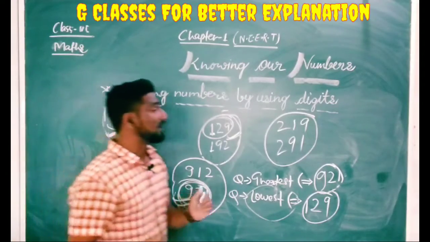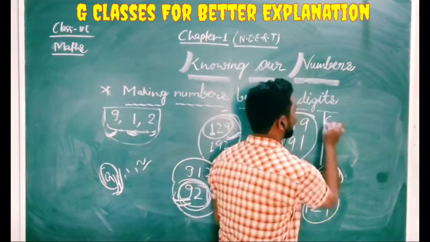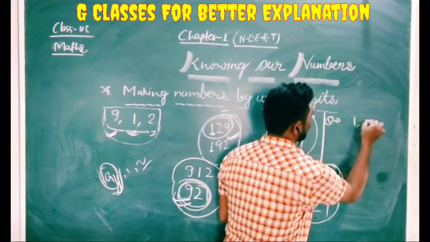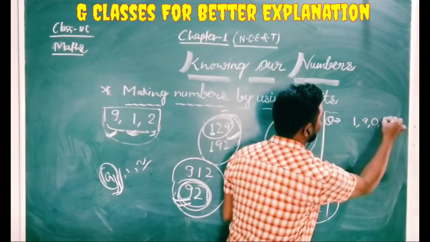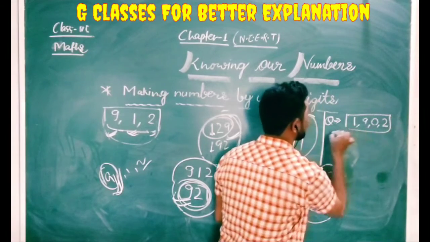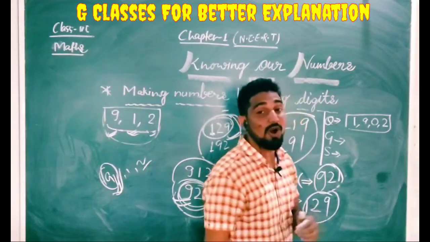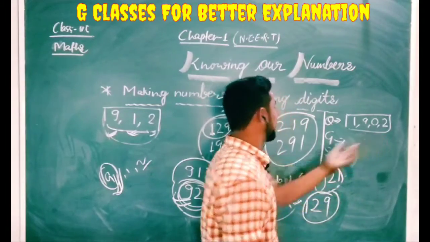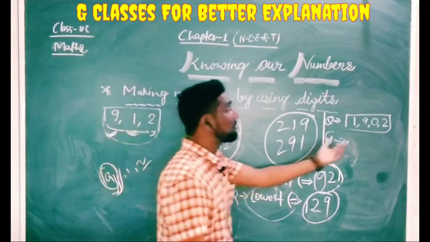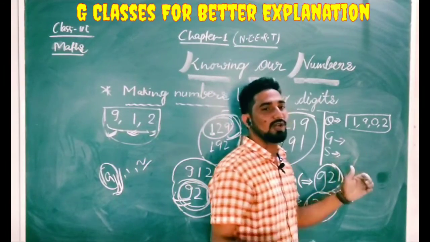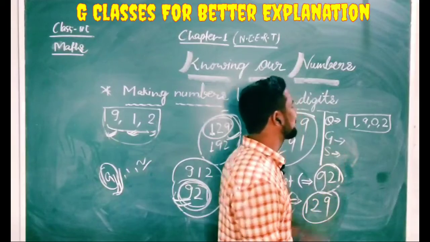So suppose I take another example, and the question has 1, then after that 9, then after that 0, and then after that 2, and we have to make the greatest number by using these digits and the smallest number by using these digits. So how to make that number? You see, here 0 did not come before, but here 0 has come. So how to deal with such questions, you must pay attention.